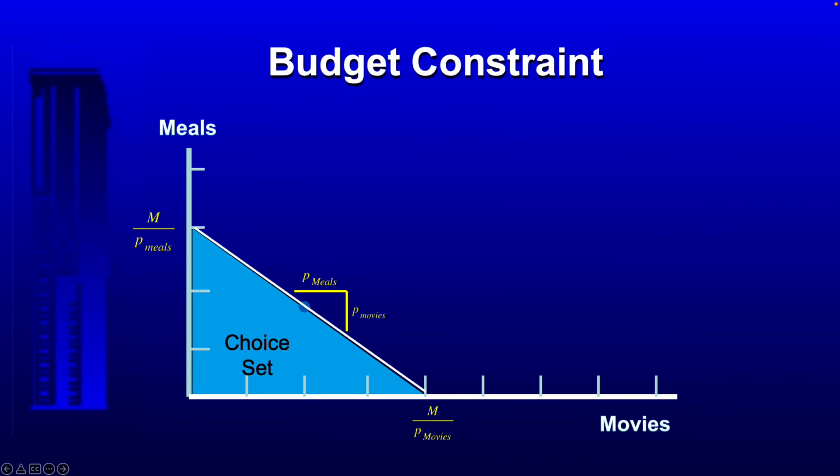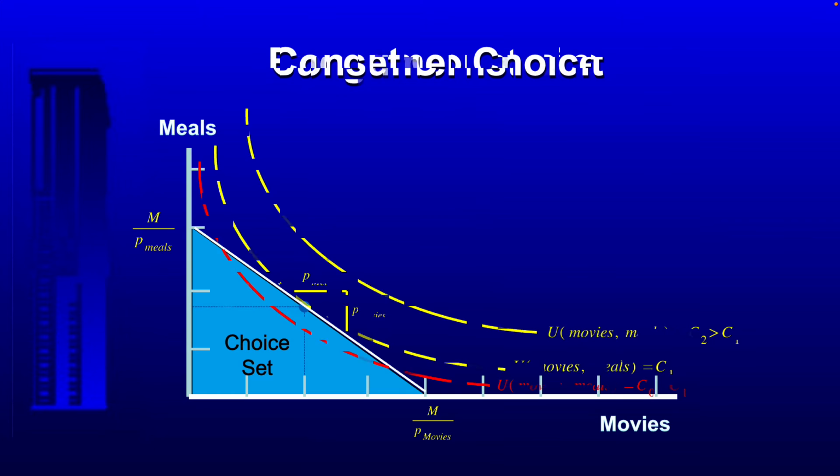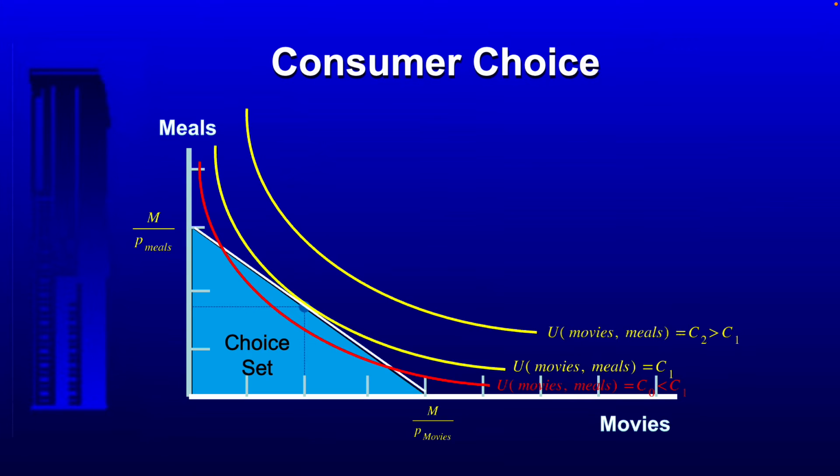Okay, so when we put the two lines together, we're going to see this choice set. What the consumer is going to want to do is choose whichever bundle in this choice set is going to give him the greatest amount of value. And that's going to be the highest utility curve, or the highest indifference curve, that this budget constraint hits. And that's going to be right here.